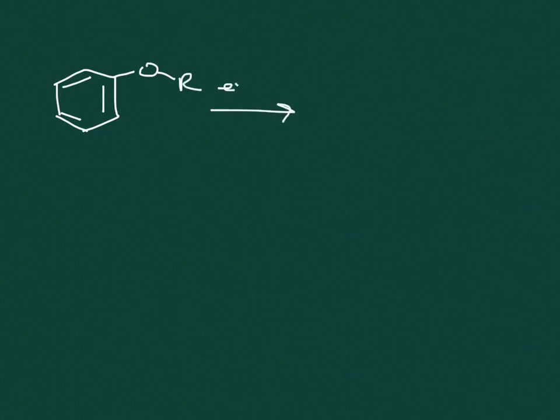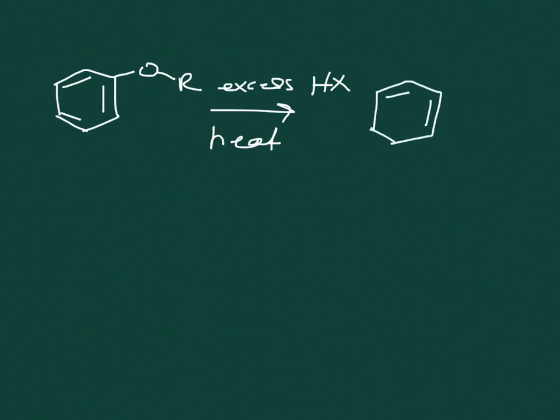If you cleave a phenyl ether in the presence of excess acid and heat, the product is a phenol and an alkyl halide plus water.